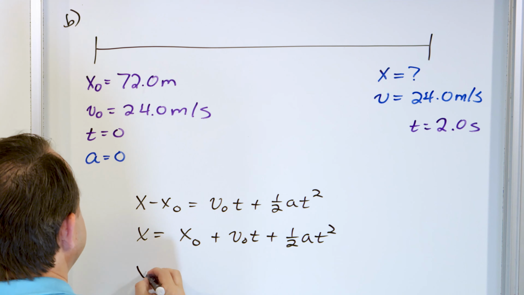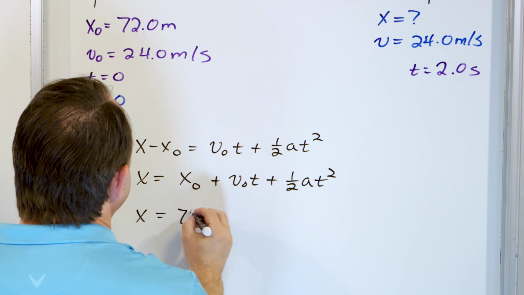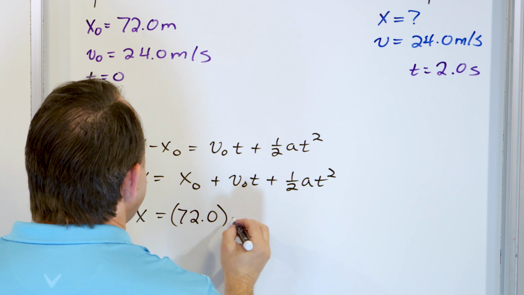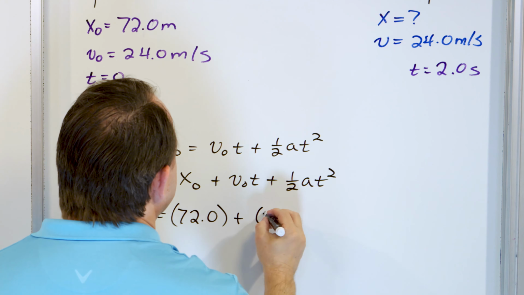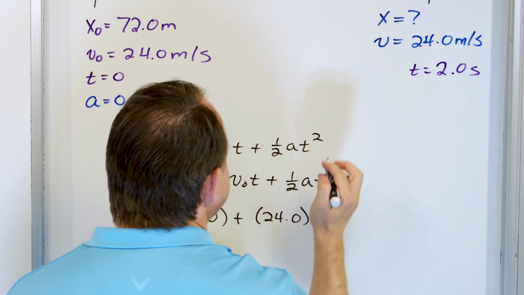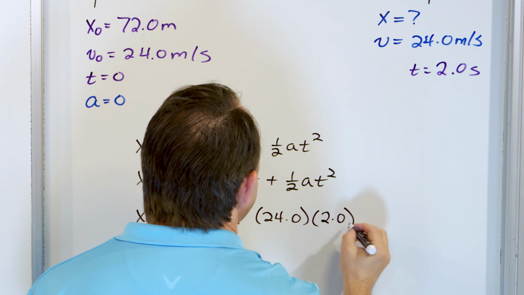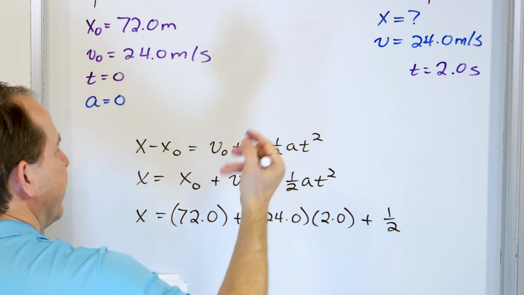All right, so the final position of this thing is going to be equal to the initial position of this thing, which is 72 meters, right? And then plus v naught t, right? v naught is 24, so it's 24. And t, how long does this take? It takes 2 seconds, right? Plus 1/2 a t squared, but a is 0. There is no acceleration here.